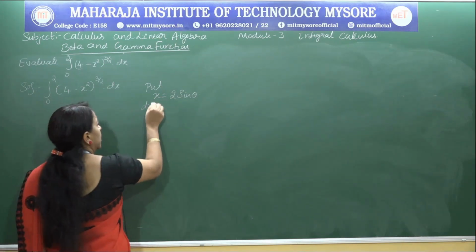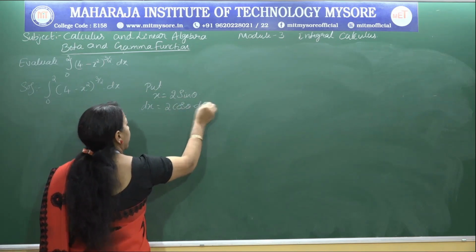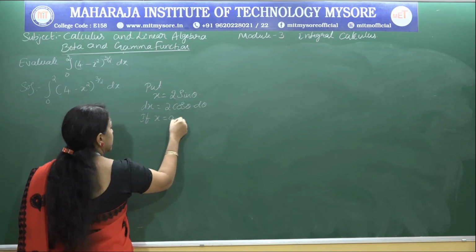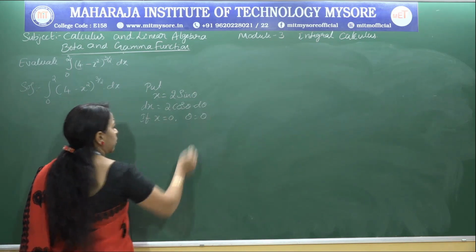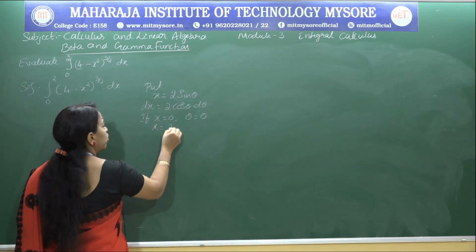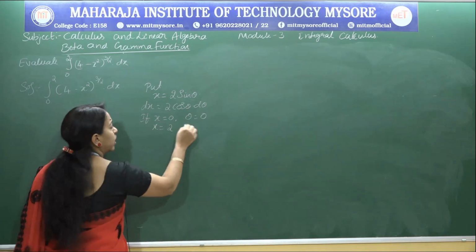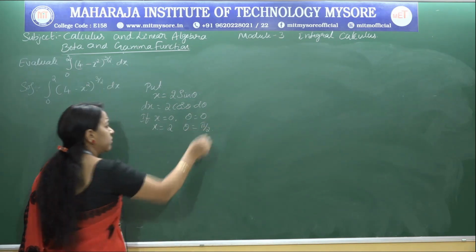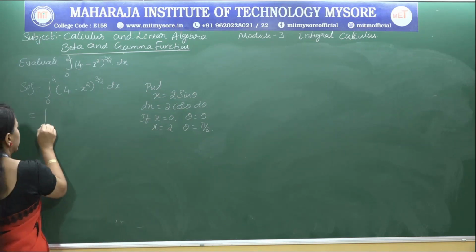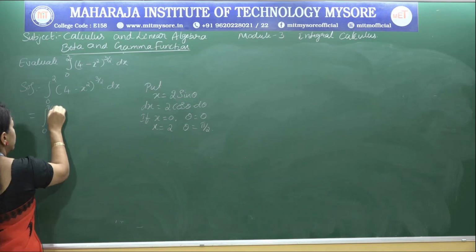Now get dx. dx is 2 times cos theta d theta. And change the limits of x to theta. If x is 0, theta is 0, since sine inverse of 0 is 0. If x is 2, theta is sine inverse of x by 2, that is sine inverse of 1, which will be pi by 2.